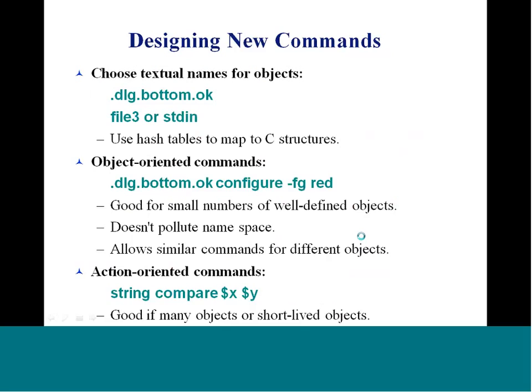So how do we design new commands essentially? A couple of useful tips: choose textual names for objects, such as dialog.bottom.ok or file tree or stdin, and then use hash tables to map them to C structures essentially.